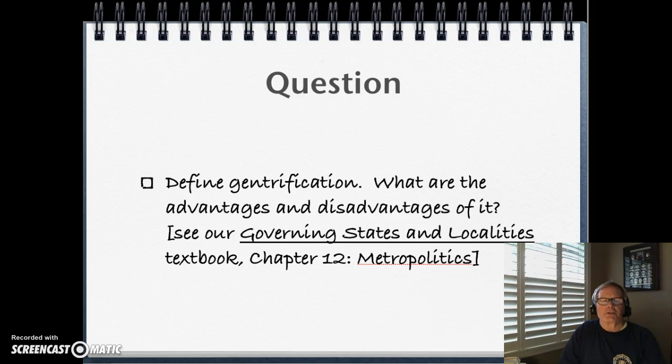The final question is define gentrification. What are the advantages and disadvantages of it? And here you're going to go back to our Governing States and Localities textbook, and it's going to be in Chapter 12. You'll find about gentrification.